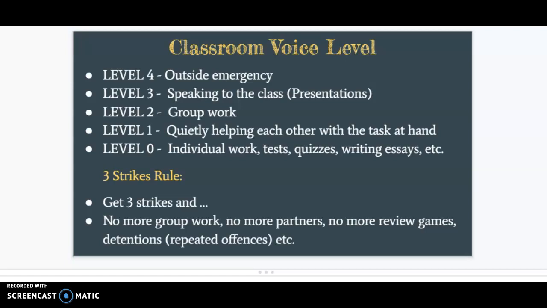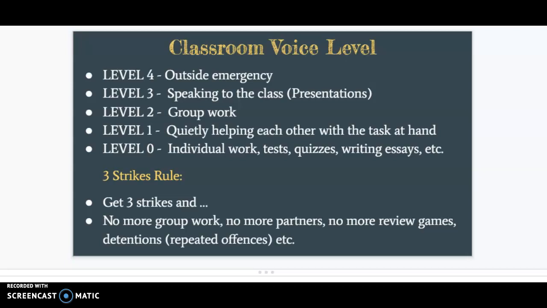All right, let's talk about classroom voice level. I know this is a little bit elementary, but it's good to review. So let's talk about it for just a second. Level 4 voice is an outside or an emergency voice. You guys know what level 4 is. It's what you used all summer long when you were playing outside.